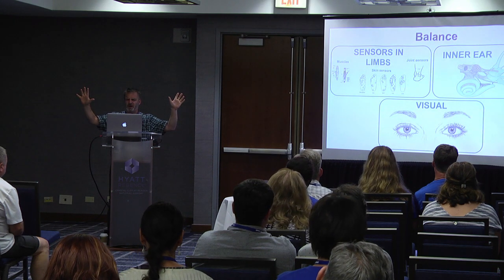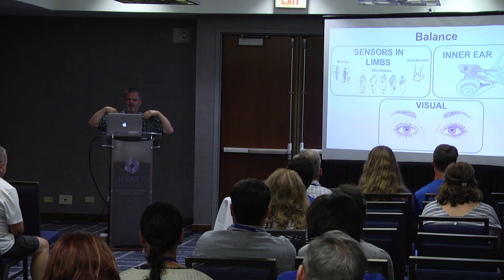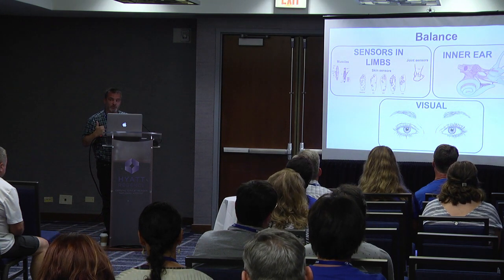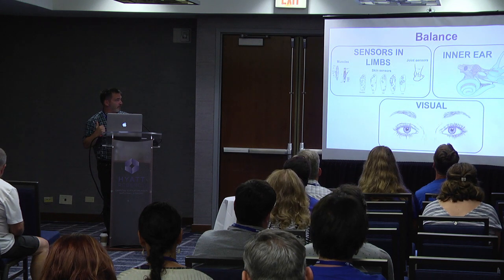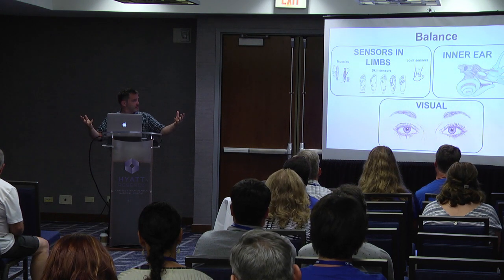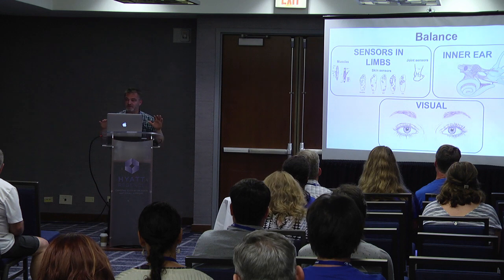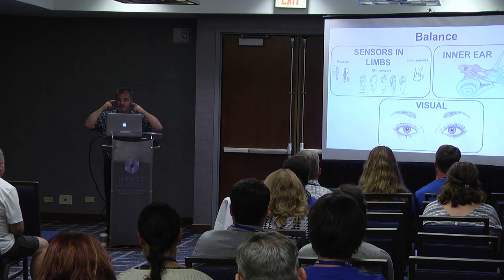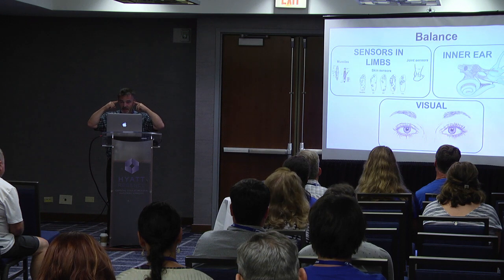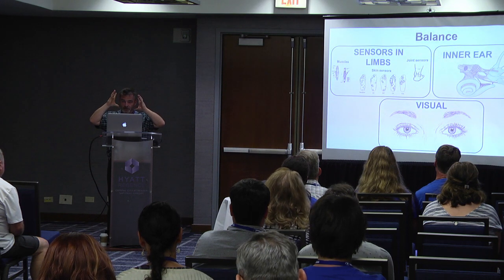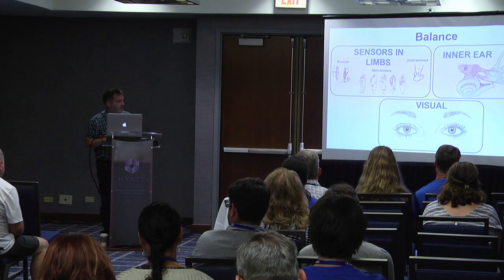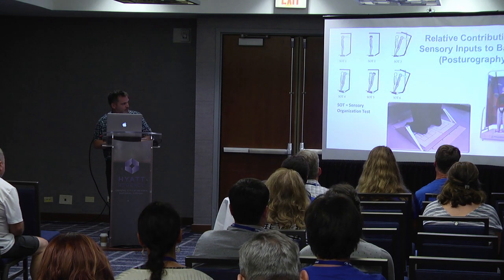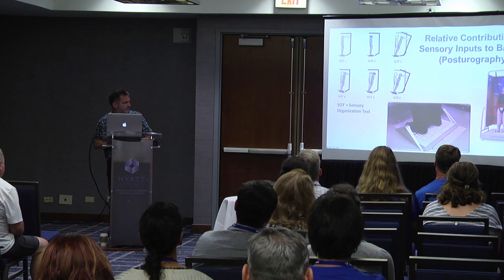But if I close my eyes, I'm able to stand upright. I don't fall over. And that is because there are other senses that contribute to us knowing where we are in the world. We have senses in our muscles and in our limbs. We have senses on the bottom of our feet that allow us to stand upright. We have sensors, motion sensors in our inner ear as well, that all provide information on where we are in the world. Now, we've been using this technique here.